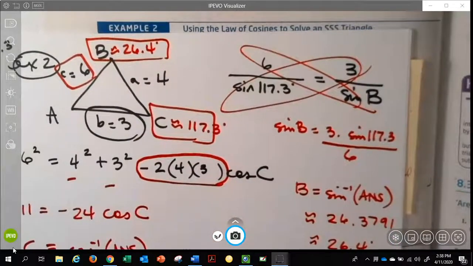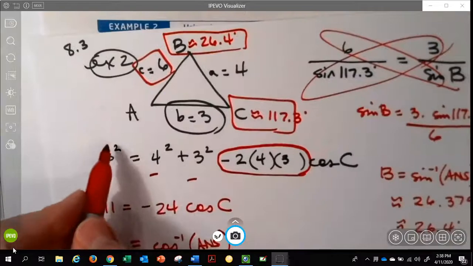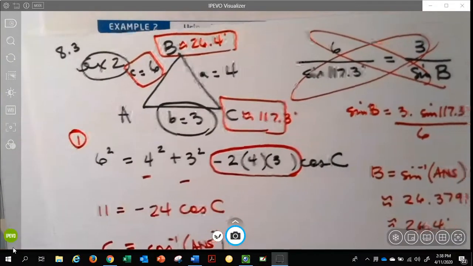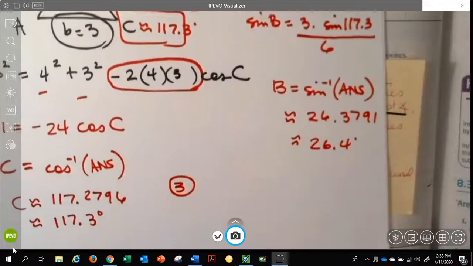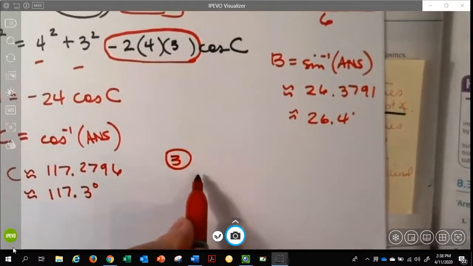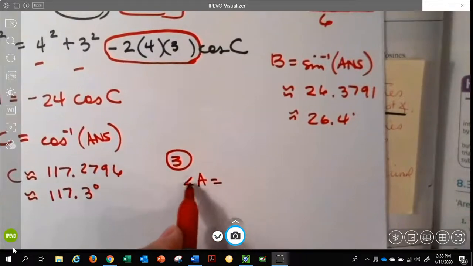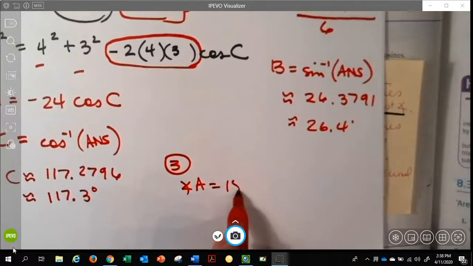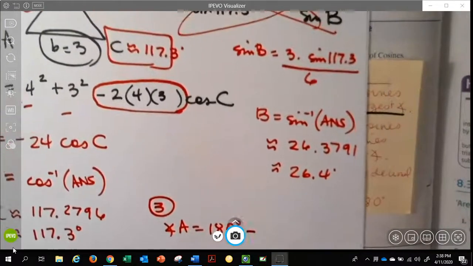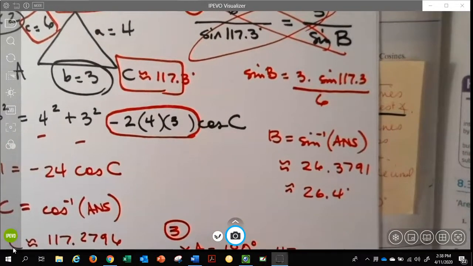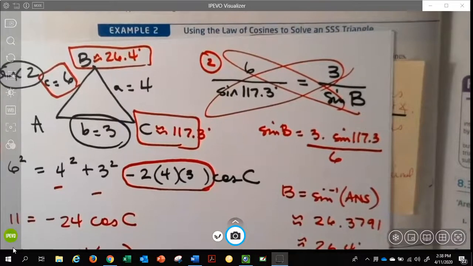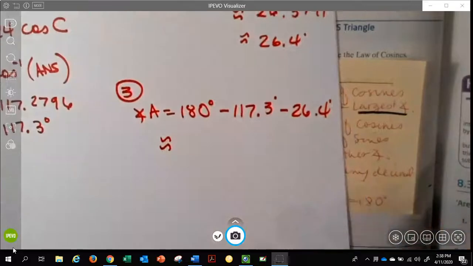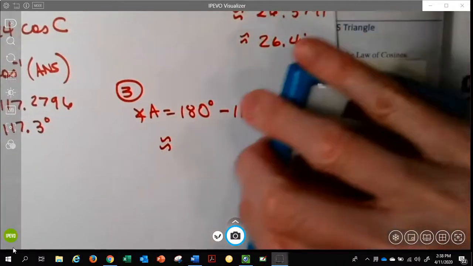No matter which way you go at this, if you're in the law of cosines, you'll use that first. Then you'll choose to either law of sines or law of cosines. Any way you end up, you're going to have that the missing angle, which in our case is angle A, you're going to take 180 degrees, and you're going to subtract off what you know. 117.3 if we did it right, and 26.4 if we did that one right. And A is going to be about, and here we go.